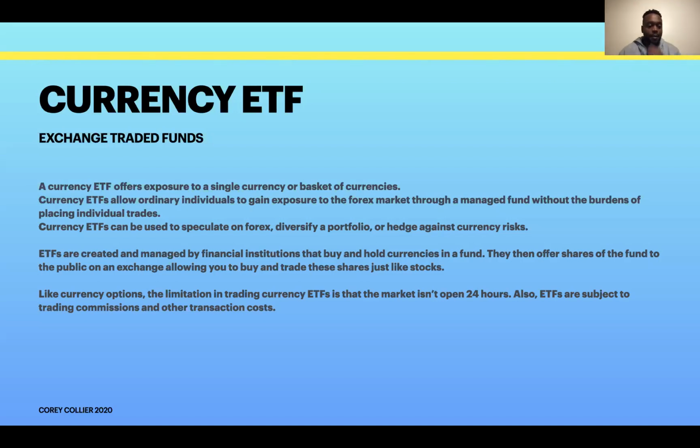ETFs are created and managed by financial institutions that buy or hold currencies in a fund. Then they offer shares of the fund to the public on an exchange, allowing you to buy and trade these shares just like stocks. Like currency options, the limitation in currency ETFs is that the market also isn't open 24 hours. And ETFs are subject to trading commissions and other transaction costs.